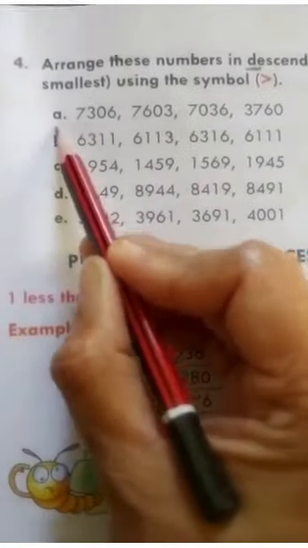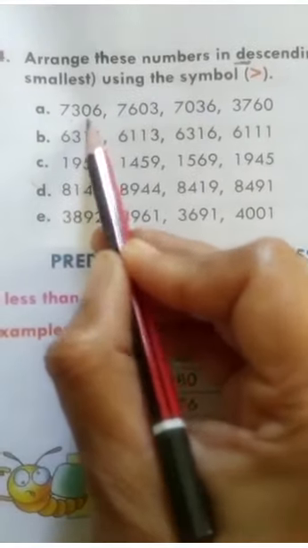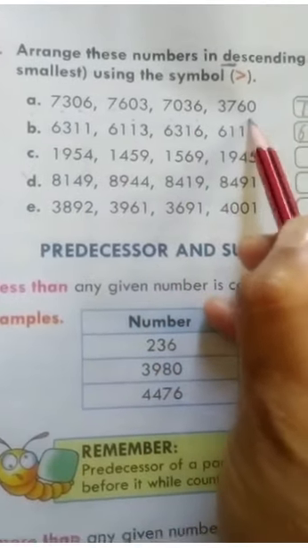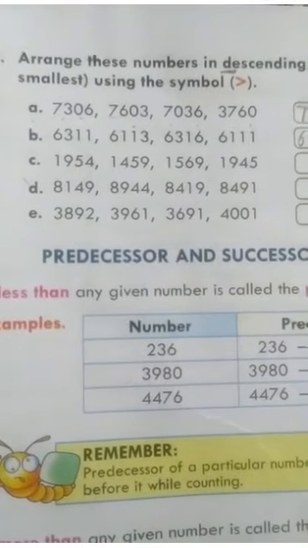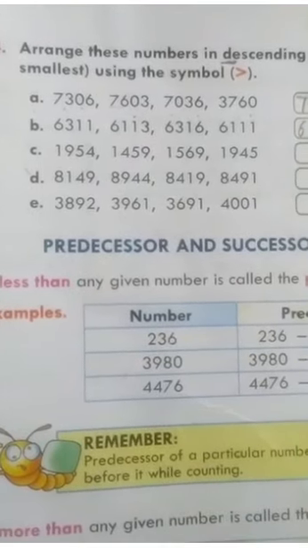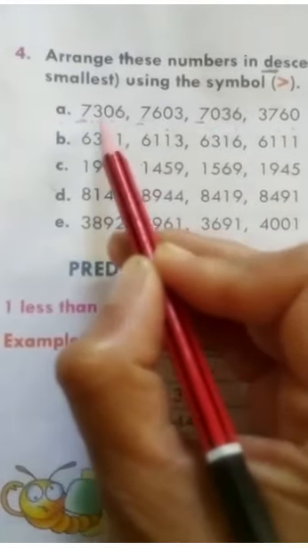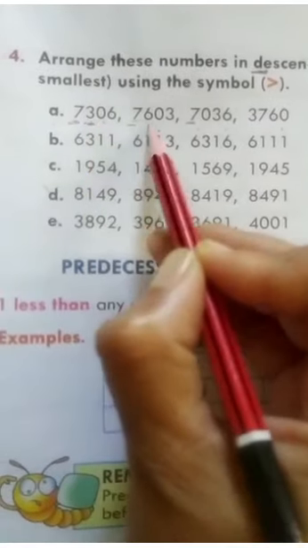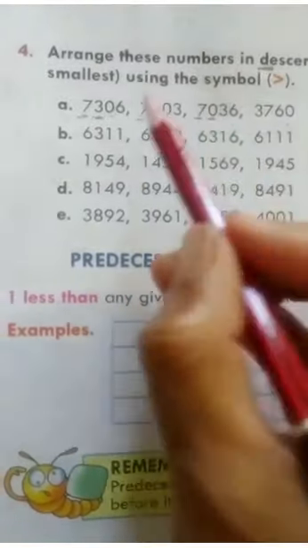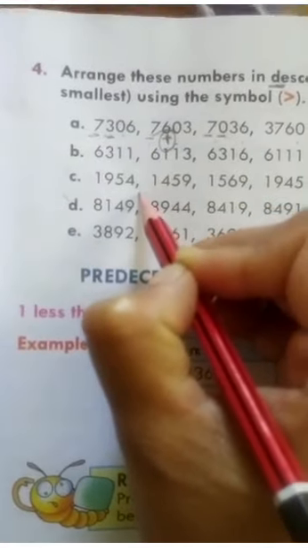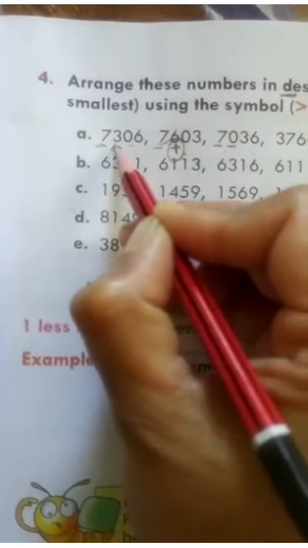Now, A part. 4 numbers are given: 7306, 7603, 7036, 3760. D means सबसे बड़ा पहले आएगा. अब इसमें सबसे बड़ा कौन सा है? इन 7 digit सब में सेम है. So we will compare the digits under 100 place value. तो under 100 place value, which is the biggest digit? 6. So 7603 is the biggest. ये सबसे बड़ा है. उससे छोटा 7306 है. So this will come at number 2.